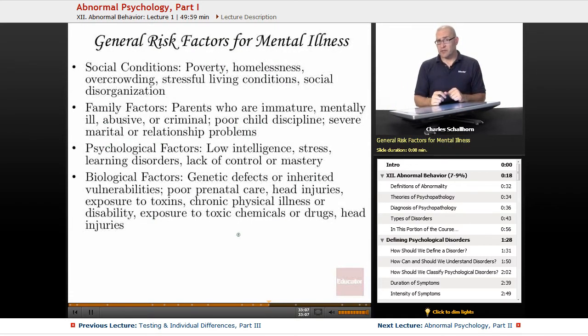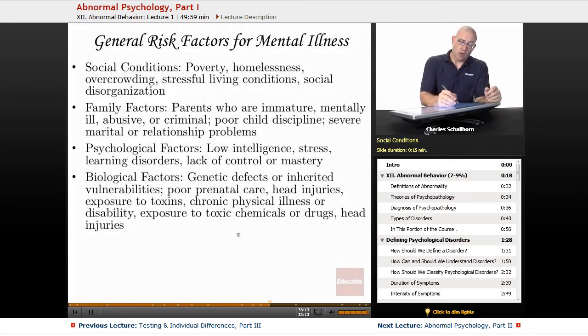Risk factors for mental illness. What things make us more likely to succumb to mental illness? Well, one is going to be social conditions, including poverty, homelessness, living in an overcrowded circumstance, stressful living situations, and social disorganization. So those are going to be social conditions, social factors.